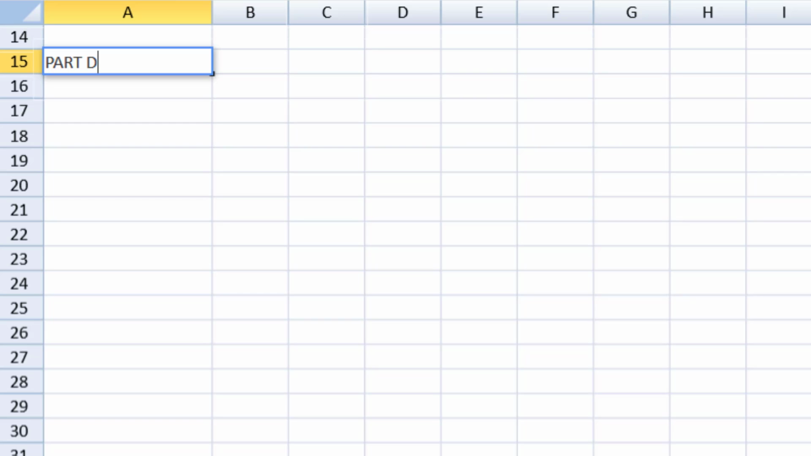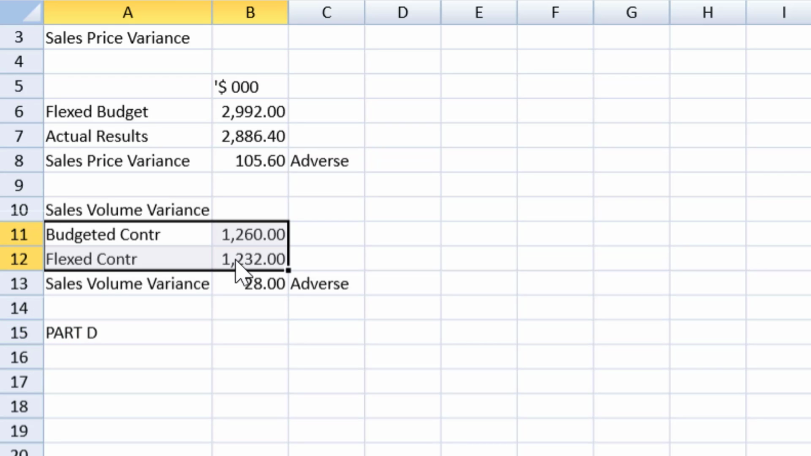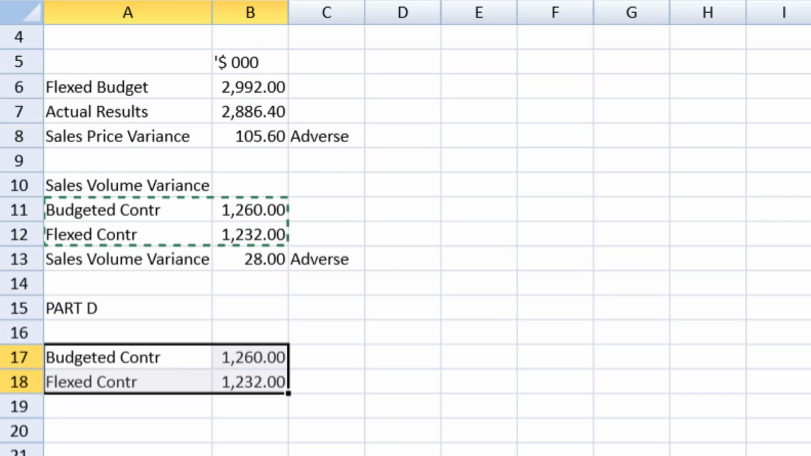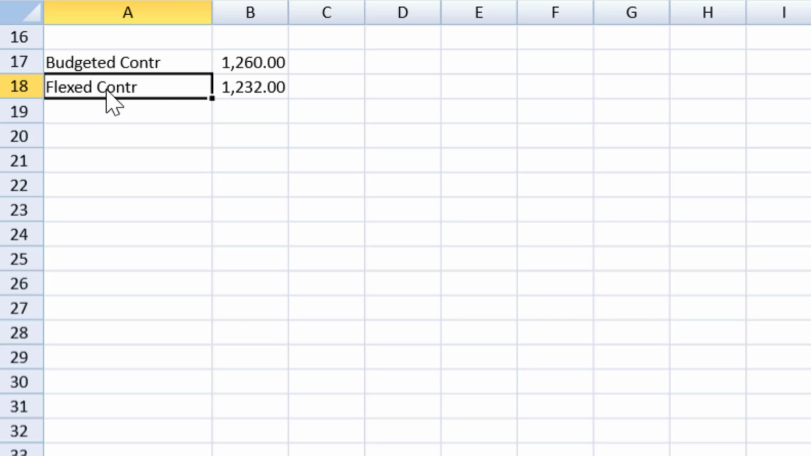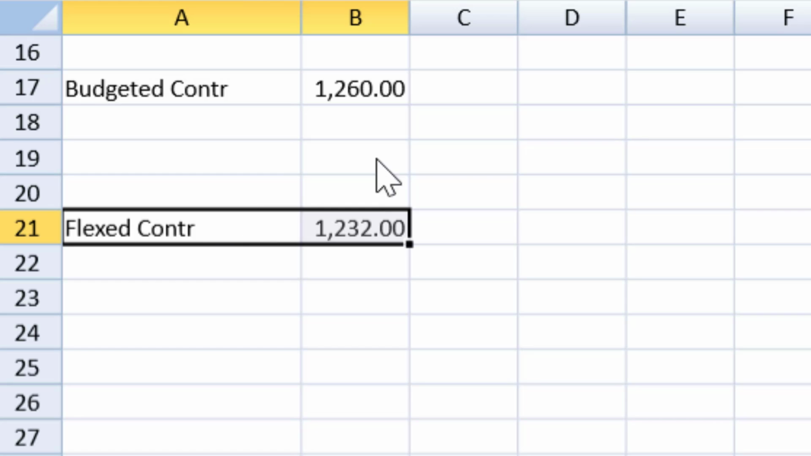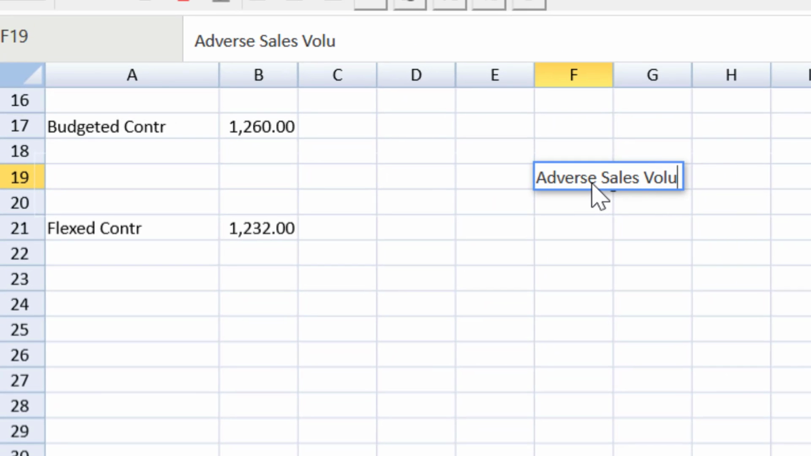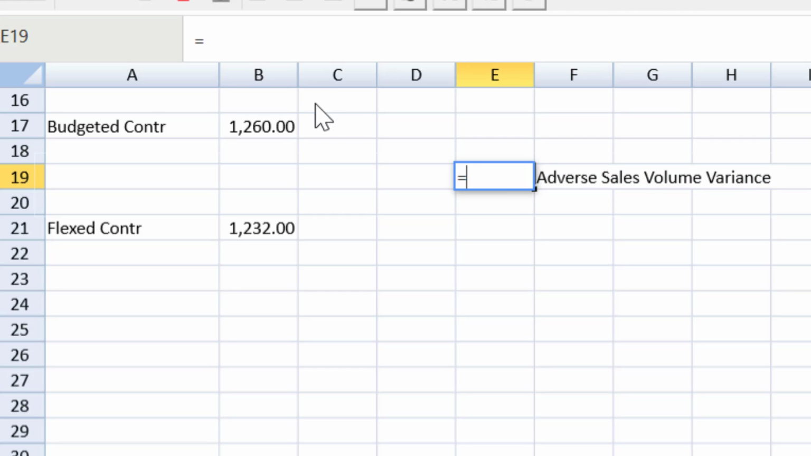First thing that I'm going to do is go upstairs and grab some of the work that I've already done. I'm going to grab the budgeted contribution and the flexed contribution. Now, I'm going to park the flexed contribution. I'm going to park it four rows down. And if I come over here, several columns, we can restate that adverse sales volume variance. And we said that was equal to budgeted contribution minus the flexed.